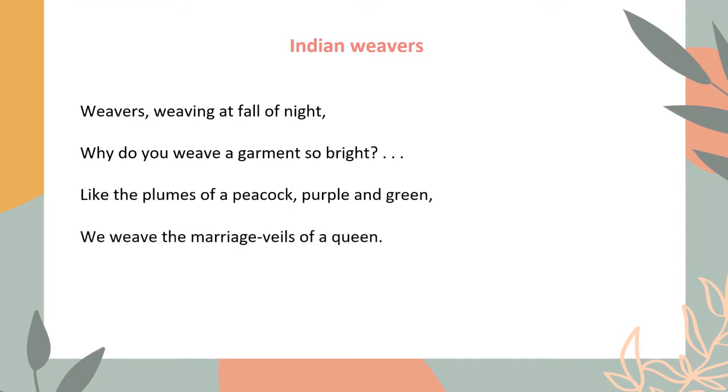So in the second stanza, the poet asks another question to the weaver, that what they are making at the fall of night, that is evening, and also asks why the garment is so bright, alright, and why the colors are chosen so bright like purple and green. So the weavers answer that just like the plumes of a peacock, which is very colorful and has green and purple color, they are also weaving the marriage veil of a queen.